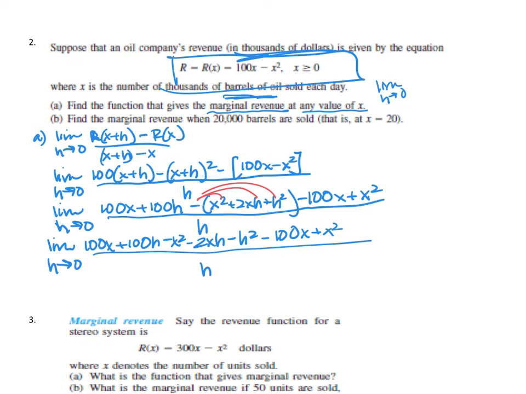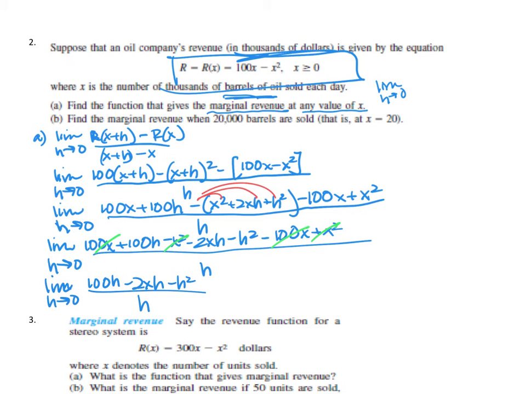So here we go. What can we simplify? What can we have go to 0? The 100x and the x squared. So we are left with the limit as h goes to 0 of 100h minus 2xh minus h squared, and that's all over h.